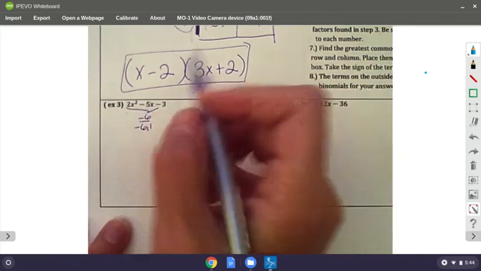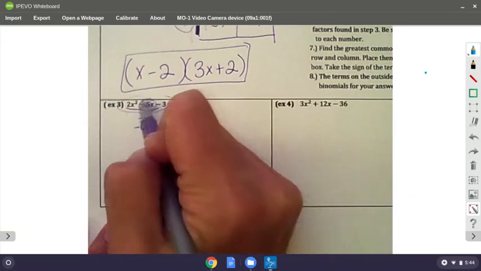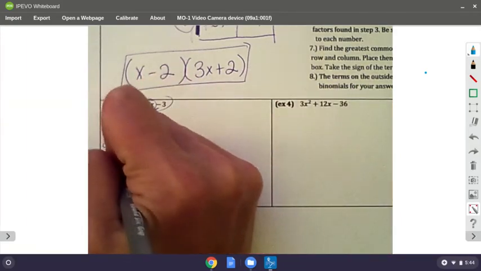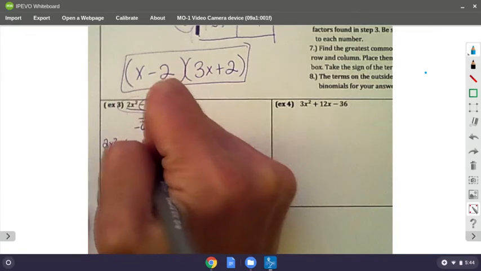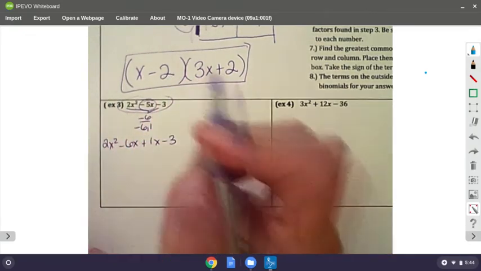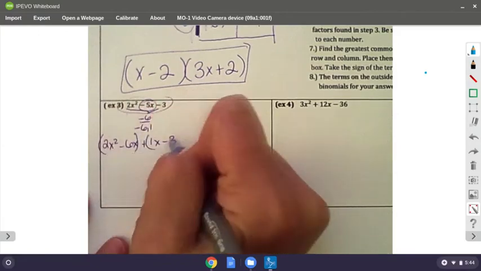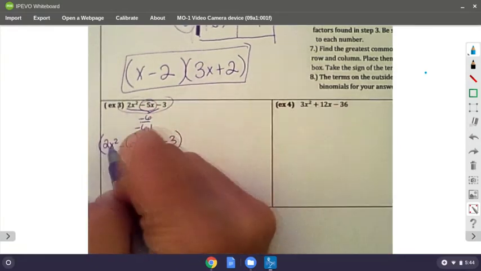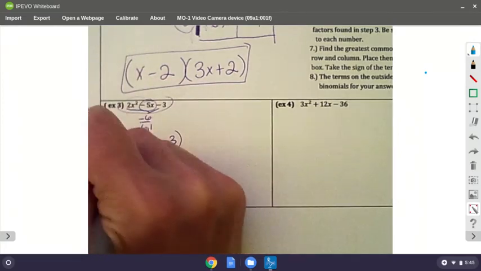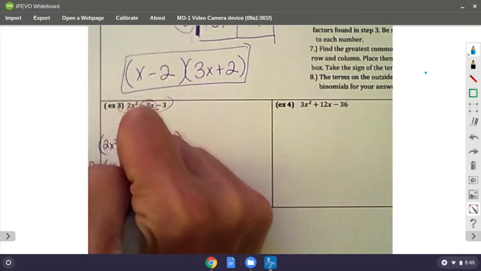So to do grouping, I'm going to rewrite it, replacing negative 5x with negative 6x plus 1x. So here we go: 2x squared minus 6x plus 1x minus 3. Then you group the first two and the last two. Take out the GCF. They have a 2 and an x in common, so it's going to be 2x and then x minus 3.